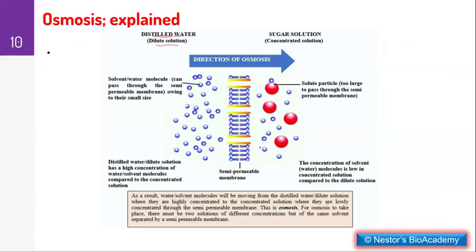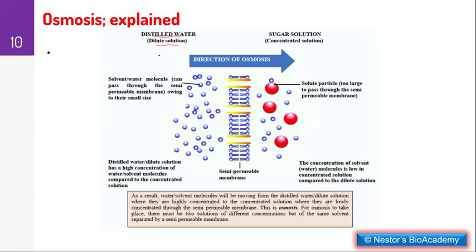Pause a minute. Recall the definition of diffusion: movement of molecules from a region of high concentration to a region of low concentration. It therefore essentially means that osmosis is diffusion of water across a semi-permeable membrane. The water molecules are moving from where they are highly concentrated to where they are lowly concentrated across a semi-permeable membrane. And therefore, that is diffusion, because diffusion is movement of molecules from where they are highly concentrated to where they are lowly concentrated.